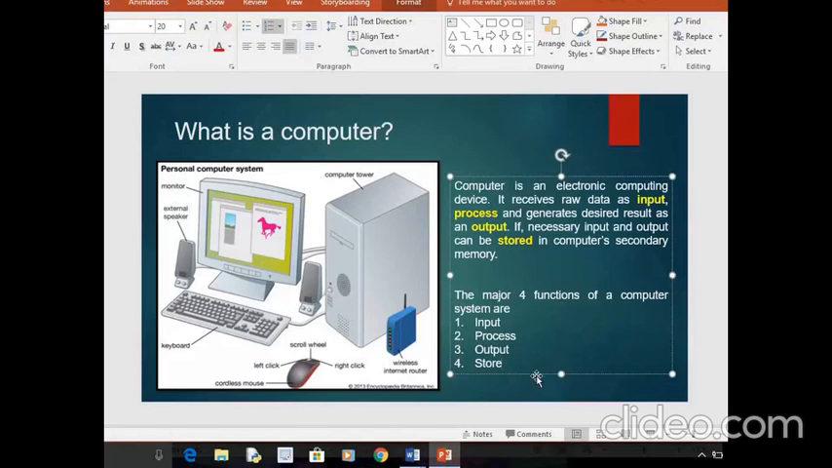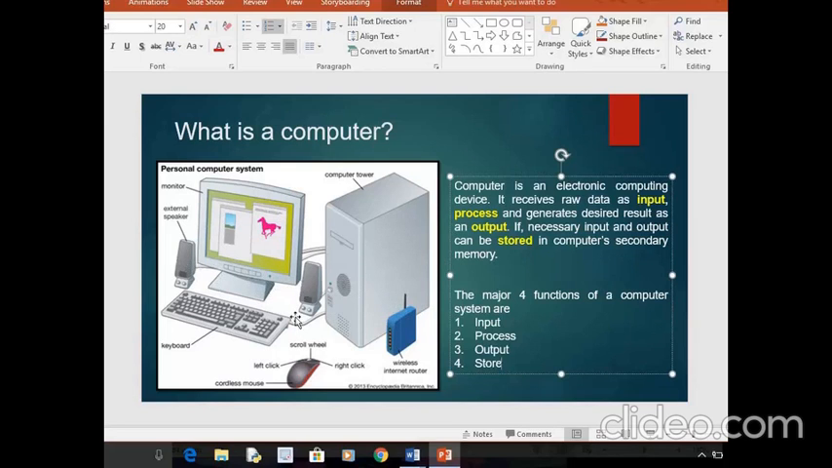To provide the input to a machine, we use input device, keyboard. Processing takes place because of the processor inside the cabinet, CPU. CPU is there on the motherboard inside this cabinet. Processing takes place, and output will be displayed on monitor. This is the input device, this is the output device, this is the system unit or processing unit.